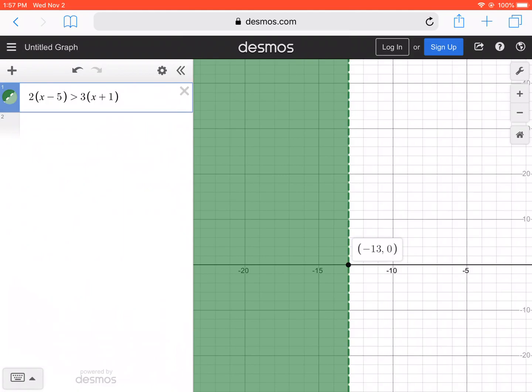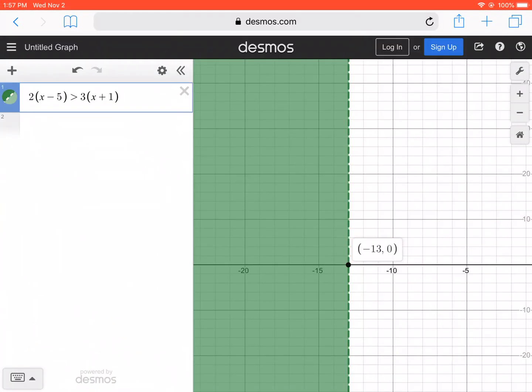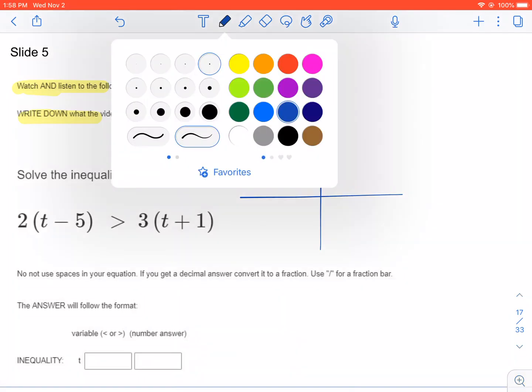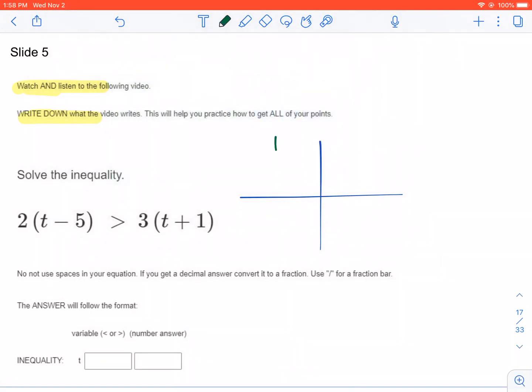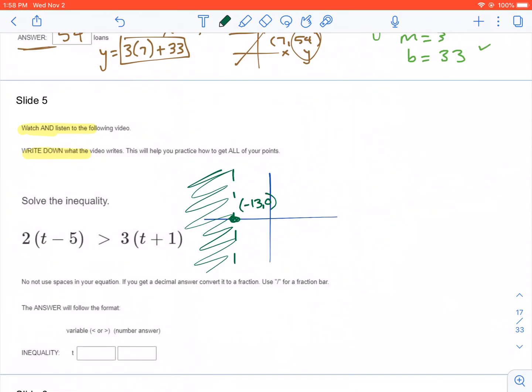So what we're going to do is go back and sketch it. If you noticed, it was a dashed line going up and down through that point, (-13, 0), and we're shading the green part to the left. So we're going to sketch our graph in that same color. We had the dashes, the shading was here, and the point right there was (-13, 0). Okay, so that's going to tell your answer.